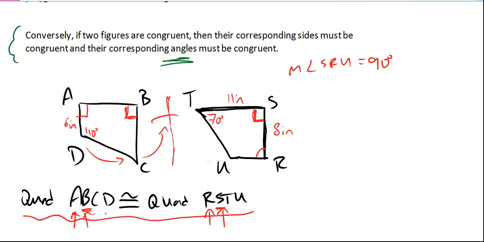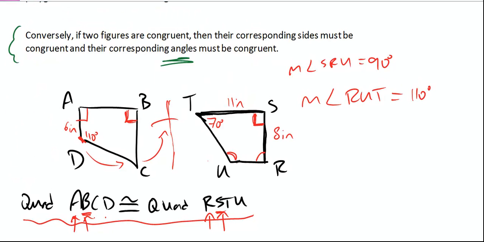But anyways, we can still find out some more things. For instance, the measure of angle ADC down here has to be equal to this angle here that's RUT, right? So that must be 110 degrees. And likewise, angle T here, which corresponds with C, so we could say the measure of angle BCD is equal to 70 degrees.